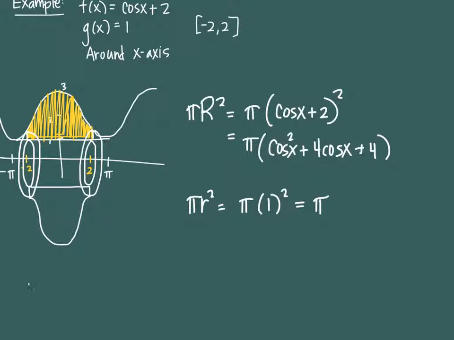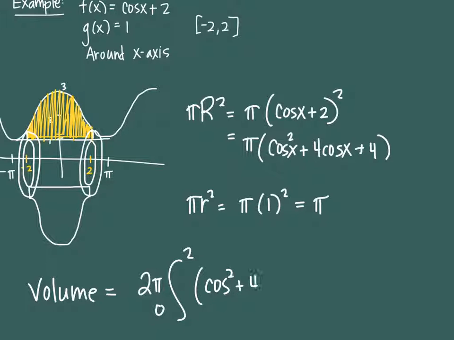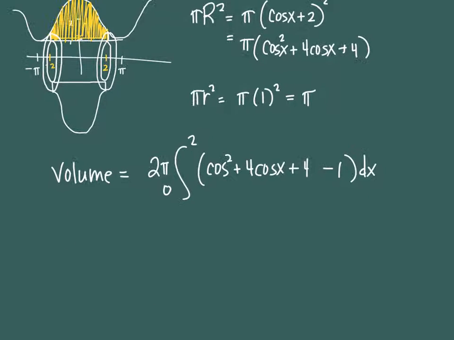Now, this does have symmetry, so I'm going to use symmetry to my advantage. I'm going to double the integral from 0 to 2 rather than doing the whole integral from -2 to 2. And I'll have pi. In fact, how about I just take my pi out right now since I'm going to be factoring it out anyway. So I'm going to put 2 pi out front. That would leave me with cos squared plus 4 cos x plus 4 minus, and if I take pi away from that, I'm just left with 1. And then I can simplify 4 minus 1 and make it 3. So I'll have 2 pi of cosine squared.